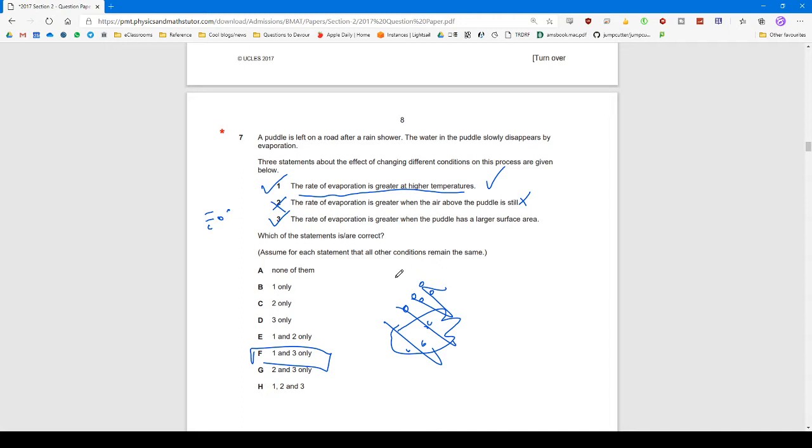And finally, the rate of evaporation is greater when the puddle has a larger surface area. Well, yes, because the more chances that a particular water molecule is given to lift off from the liquid, the faster it'll evaporate. So this is really just about reading the question as fast as you can and understanding the principles of evaporation.